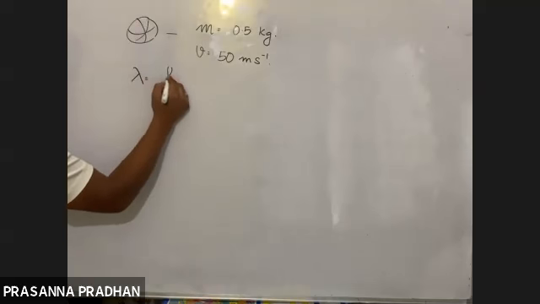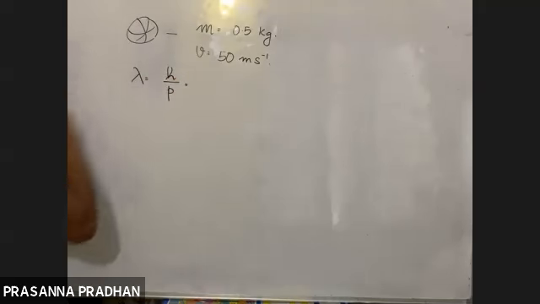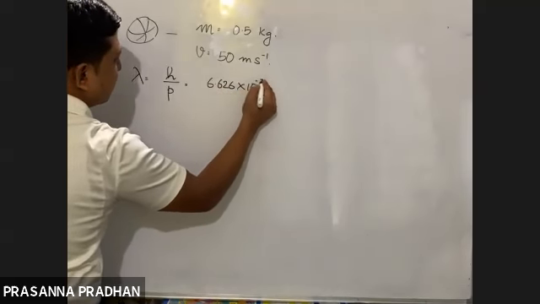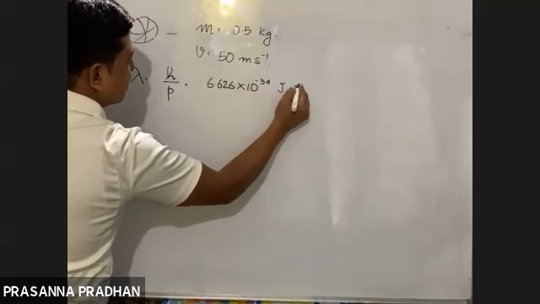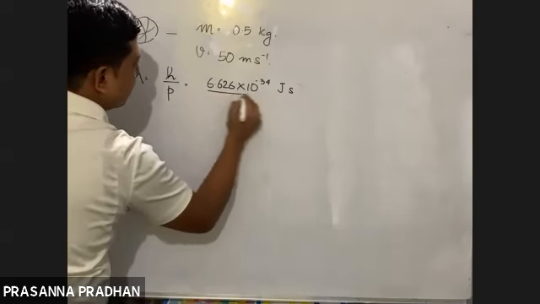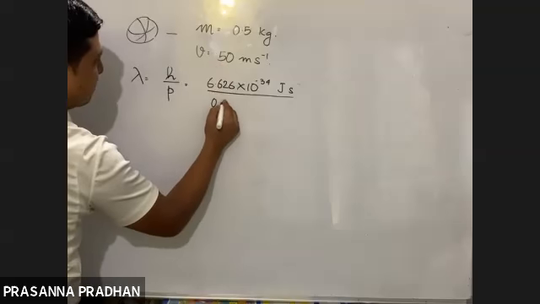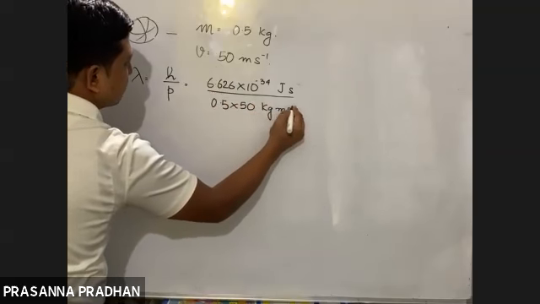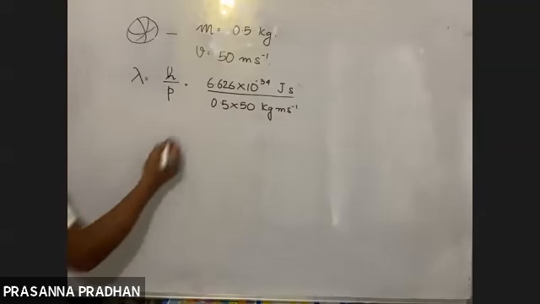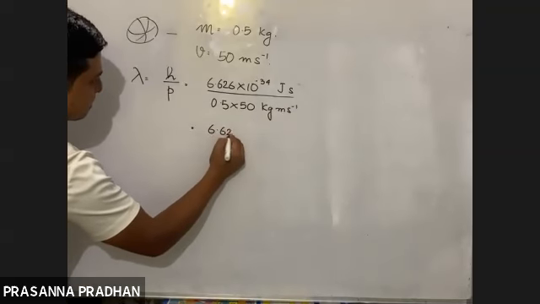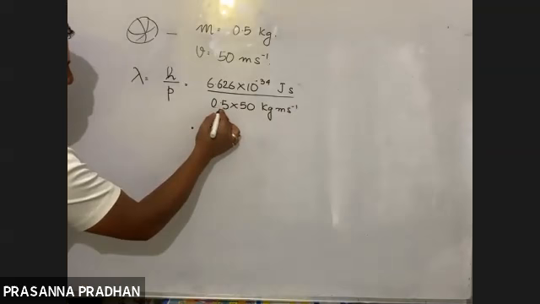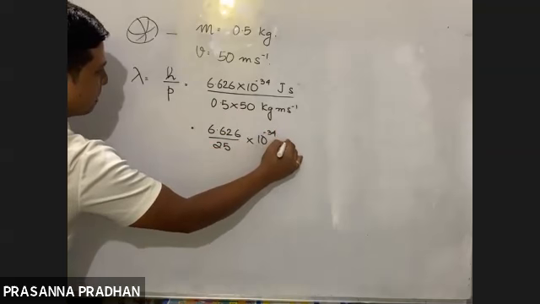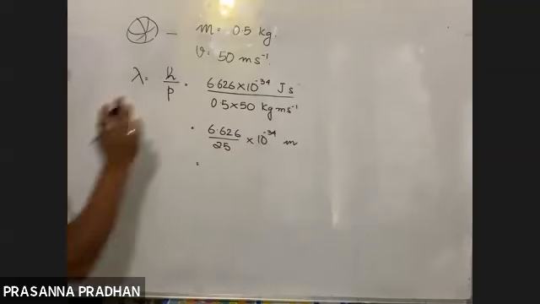So wavelength is equal to h by p. h is 6.626 into 10 power minus 34 joule second. And momentum कितना है? 0.5 into 50 kg meter per second. Now what will be the answer? Give me the exact answer. The 6.626 ये कितना आएगा? 25 into 10 power minus 34 meter. कितना आएगा ये?